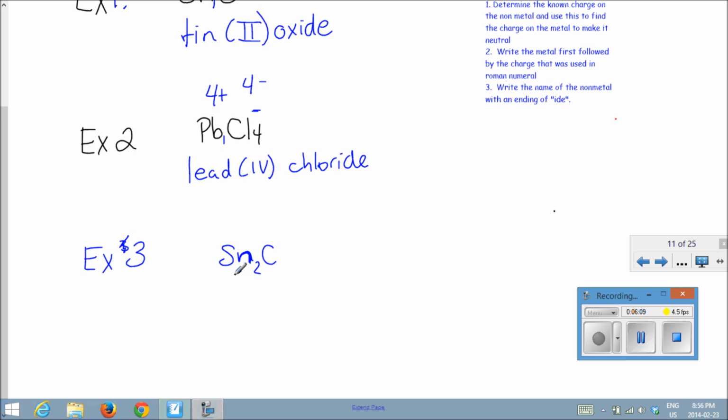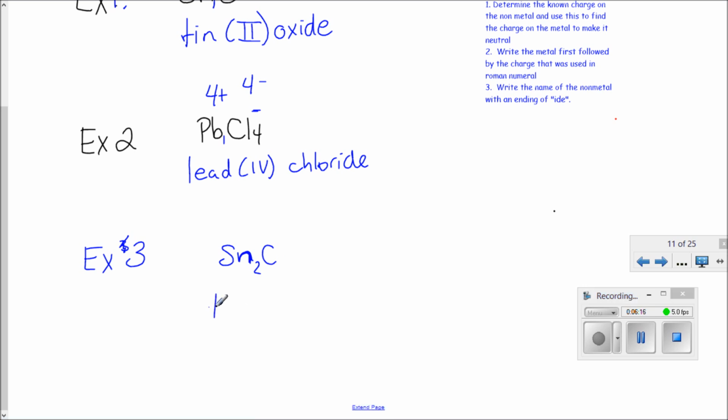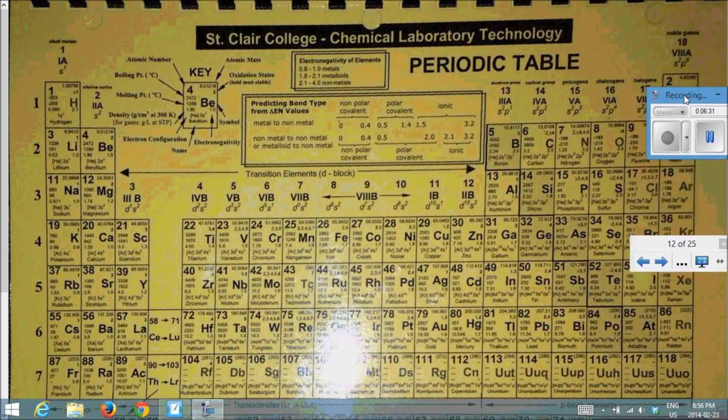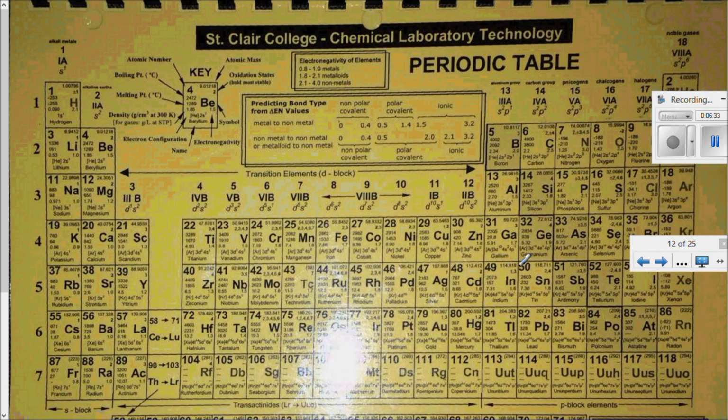And the way that we do this one is Sn2C. So what I would start with, guys, is I'd look for the element names, and we know this was tin before, okay? And we know that's carbon, so that's going to be carbide, because the ending always ends in ide. And we need to include Roman numerals, because when we look at tin, we see it's Sn, and Sn is located right here, and it can have a 2 or a 4 charge. Okay, so we need to decide if it's going to be a 2 or a 4 charge.